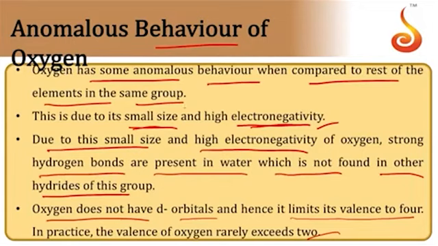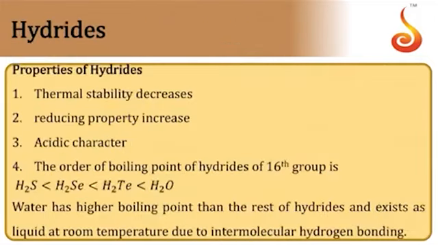So because of smaller size and high electronegativity, it forms very strong hydrogen bonds in water. Others do not have hydrogen bonds. And because of the absence of d orbitals here, it can't expand the octet configuration further. Next come the hydrides of these elements, so the properties of the hydrides.